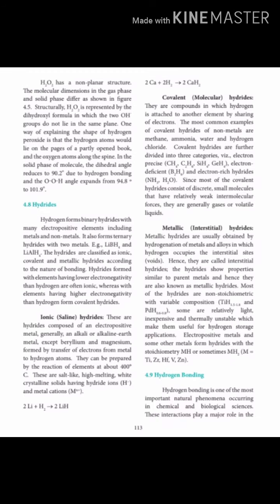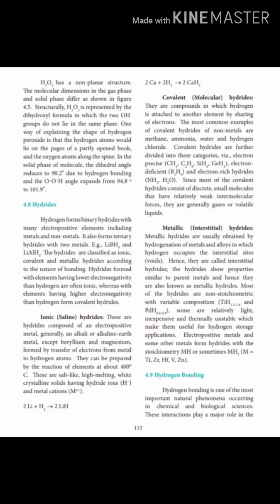Next one, hydrides. Three types of hydrides: ionic hydrides, covalent hydrides, metallic hydrides. What is meant by hydrides? Hydrogen forms binary hydrides with many electropositive elements including metals and non-metals. It also forms ternary hydrides with two metals, for example lithium borohydride and lithium aluminum hydride.